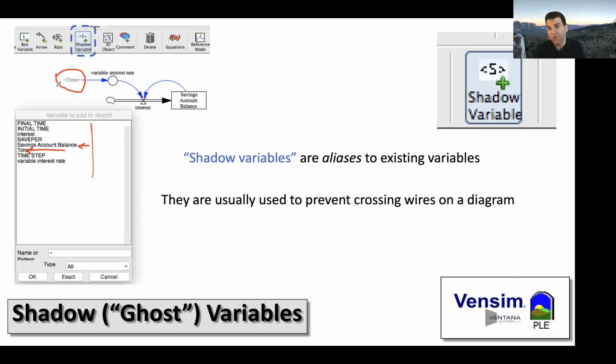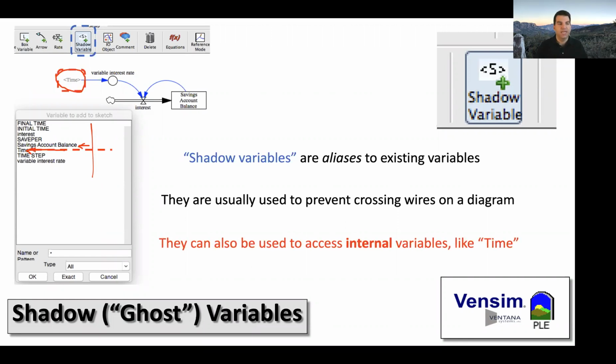So that's one way you commonly use shadow variables and ghost primitives, but they also can be used to access things like time, which are useful in Vensim if you want to use time with a lookup table to create a pattern, say a seasonal pattern.